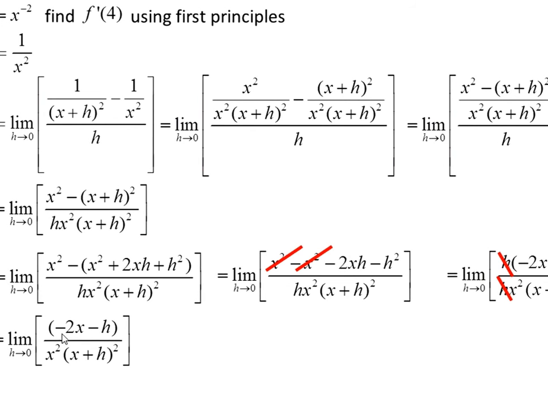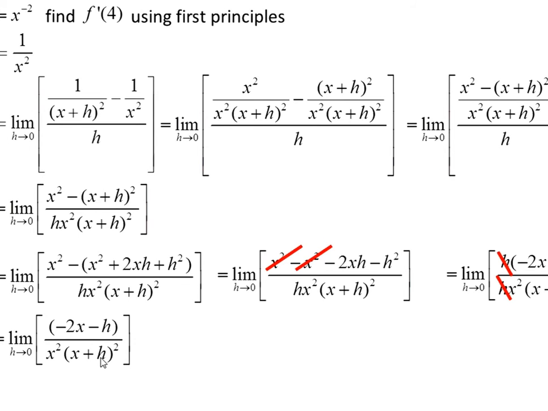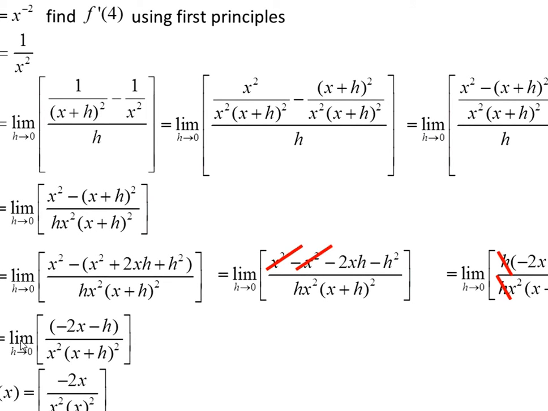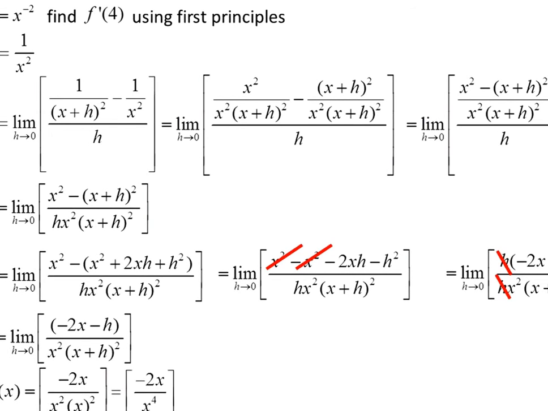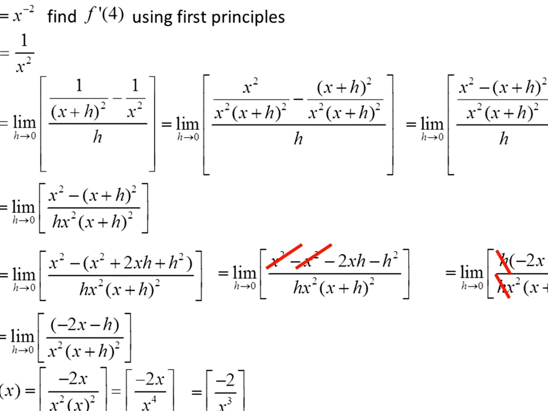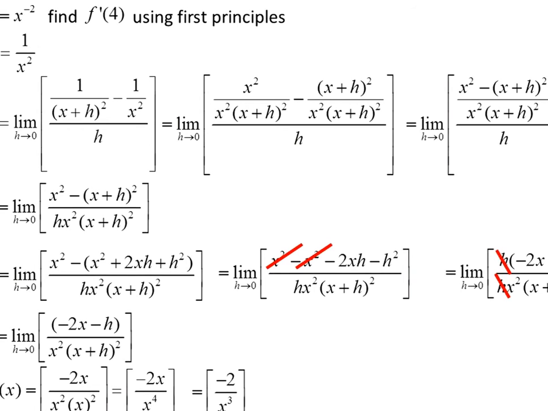As h approaches 0, minus 2x minus h approaches minus 2x, and x plus h approaches x. So we end up with a final function here. Note the limit term here is gone because we're no longer after the limit because there's no more h's involved. We then collect the x squareds on the bottom line, cancel out 1x on the top and the bottom line to give a final slope function of minus 2 divided by x cubed.